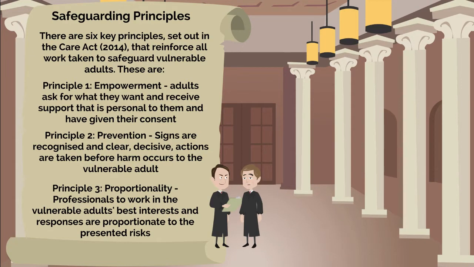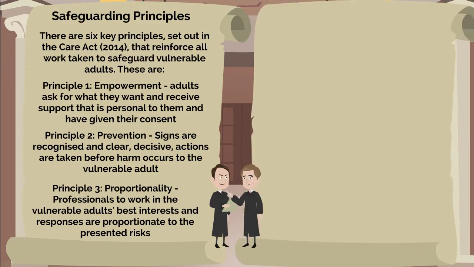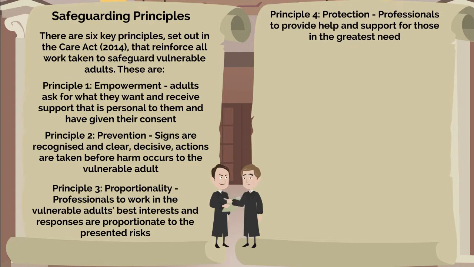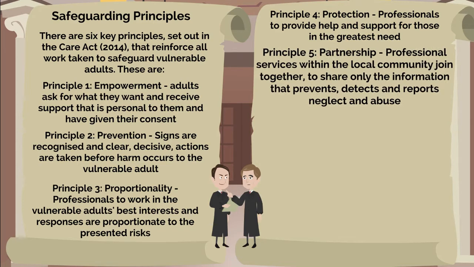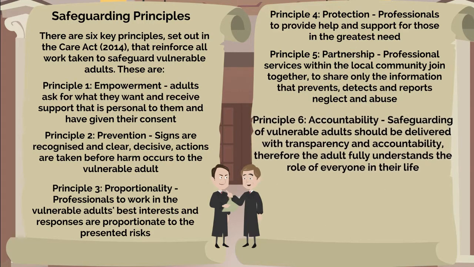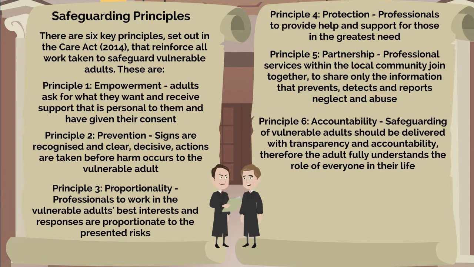Principle 3, proportionality. Professionals to work in the vulnerable adult's best interests and responses are proportionate to the presented risks. Principle 4, protection. Professionals to provide help and support for those in the greatest need. Principle 5, partnership. Professional services within the local community join together to share only the information that prevents, detects, and reports neglect and abuse. Principle 6, accountability.